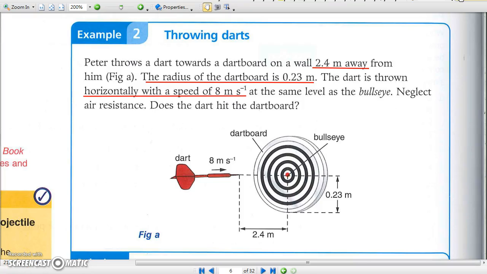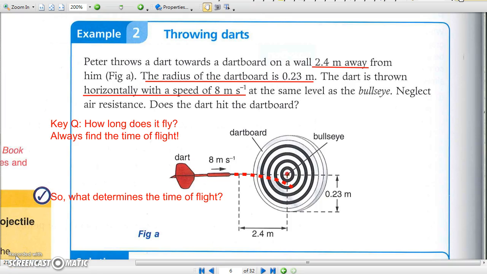Now let's start to handle some typical questions. Example 2. Flying dart. A dart is projected horizontally with an initial speed of 8 meters per second towards the bullseye. The dartboard is 2.4 meters away and its radius is 0.23 meter. When the dart is projected, it is a projectile. And then the most important question is, how long does it fly?